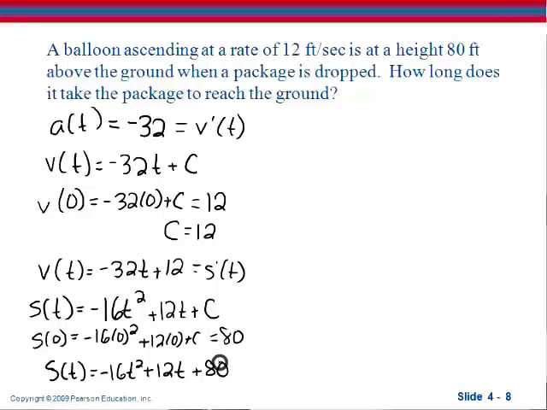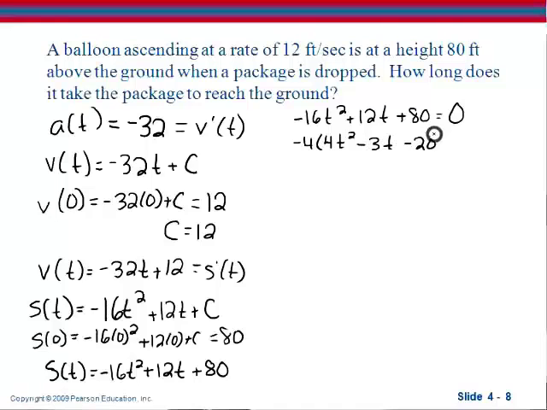Okay? Now, what does the question ask? How long does it take the package to reach the ground? Well, it reaches the ground when our position is 0. Okay? So we're looking for where negative 16t squared plus 12t plus 80 equals 0. Okay? So I'm going to start here. I'm going to factor out a negative 4, and that will give me 4t squared minus 3t minus 20. And then I'll have to use the quadratic formula since this will not factor. A is 4, B is negative 3, and C is negative 20.